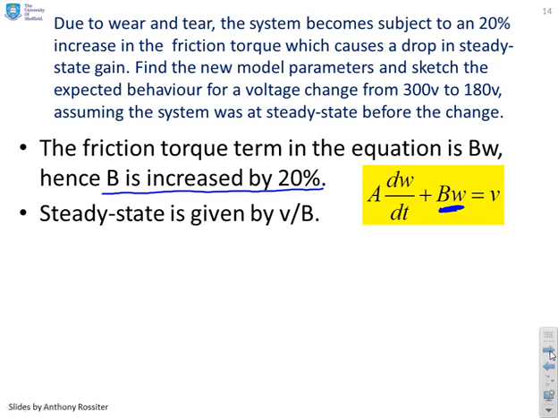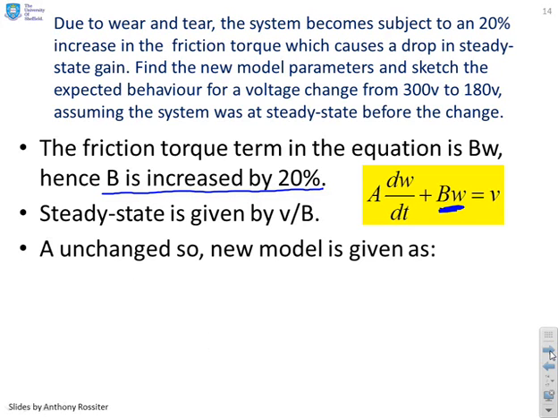Now the steady state is given by v over b, so you can see in order to reduce the steady state I have to increase b. So it all matches with what you've been given in the question. So what's our new model going to be? Well, b therefore has gone from 100 to 120. It's been increased by 20%, and you notice the numbers have been kept nice and simple for you here.